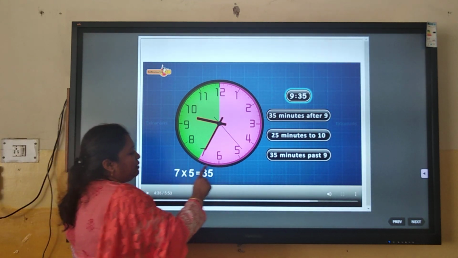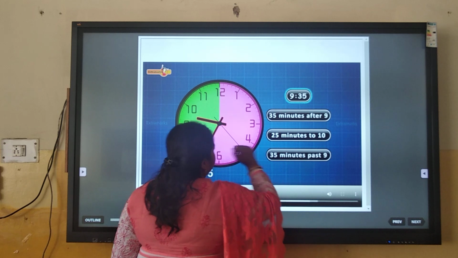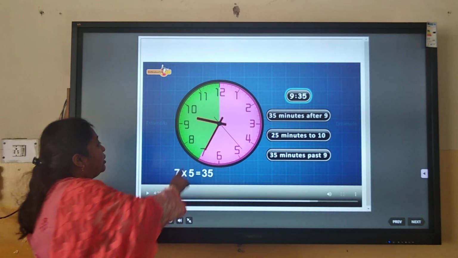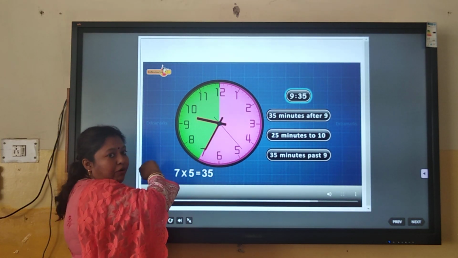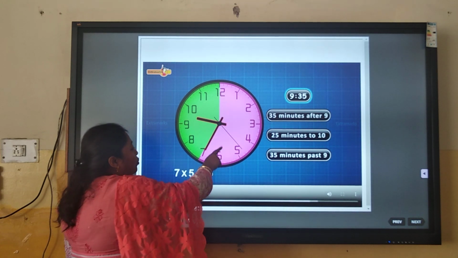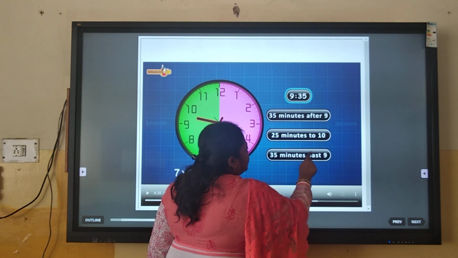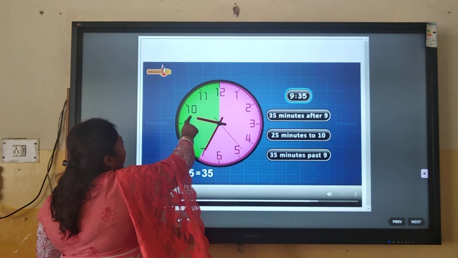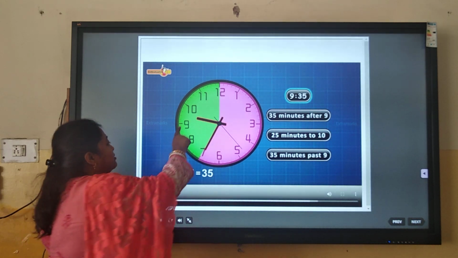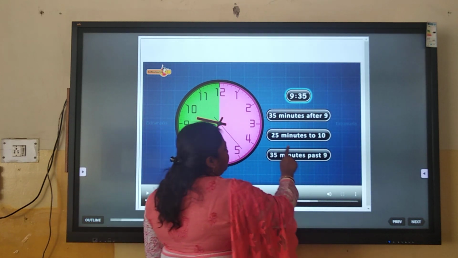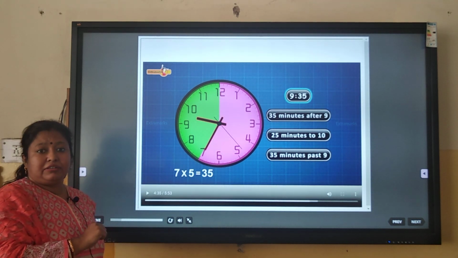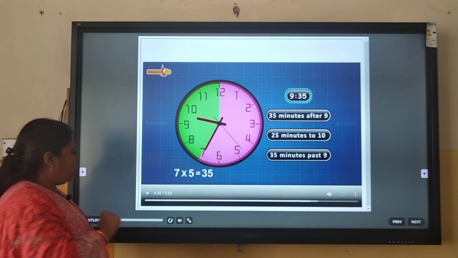Got it? In the same way, 35 minutes past 9. How many minutes has the minute hand covered till now? It has covered 35 small divisions. So we write 35 minutes past. Which number has the hour hand passed? It has passed 9. So 35 minutes past 9. So this is the explanation to write the time from the face of a clock, children.